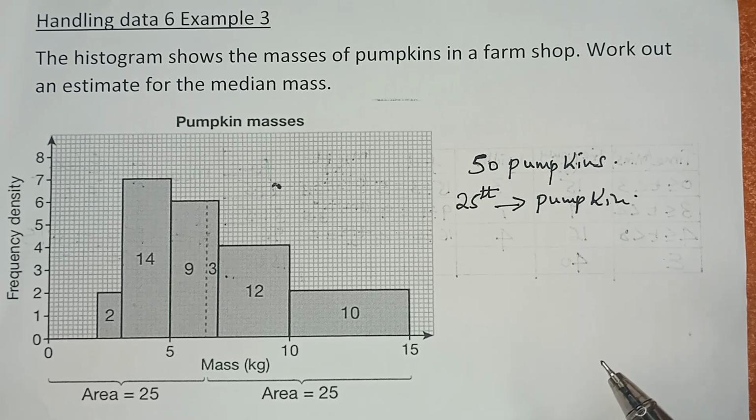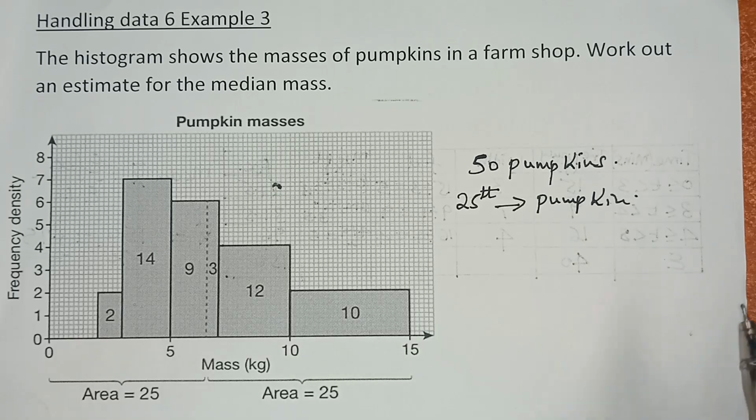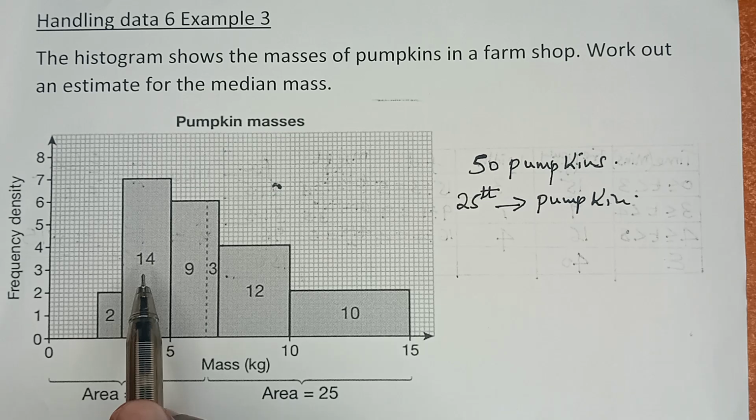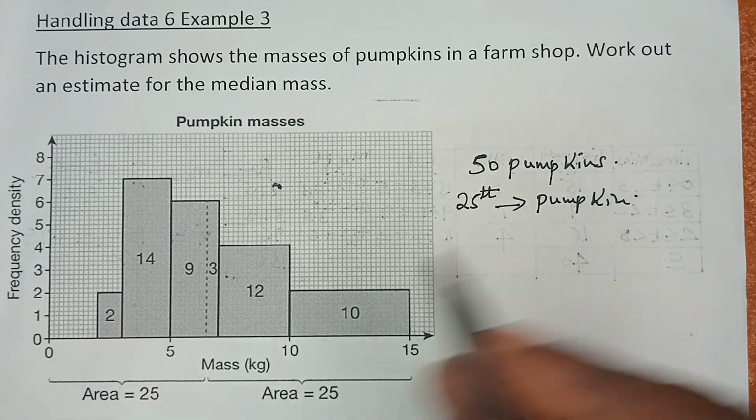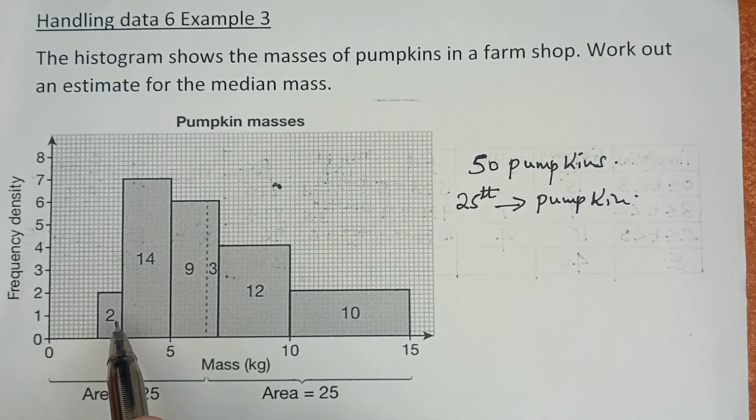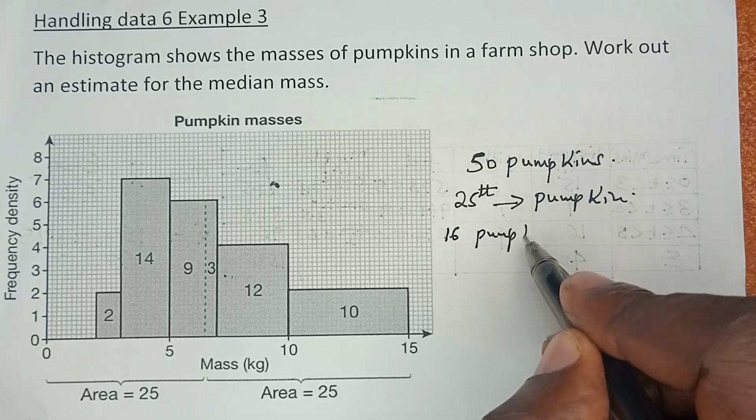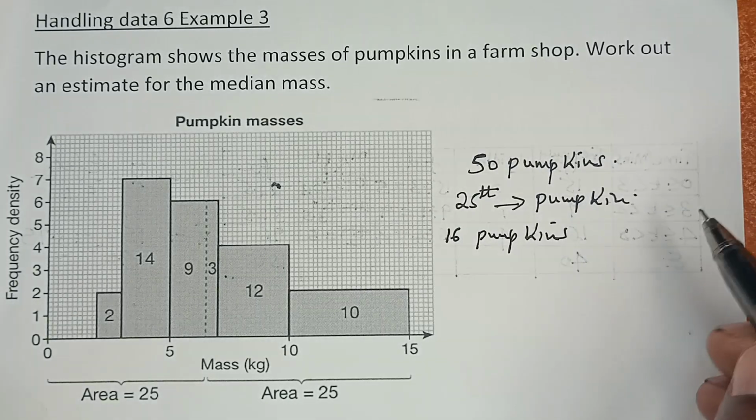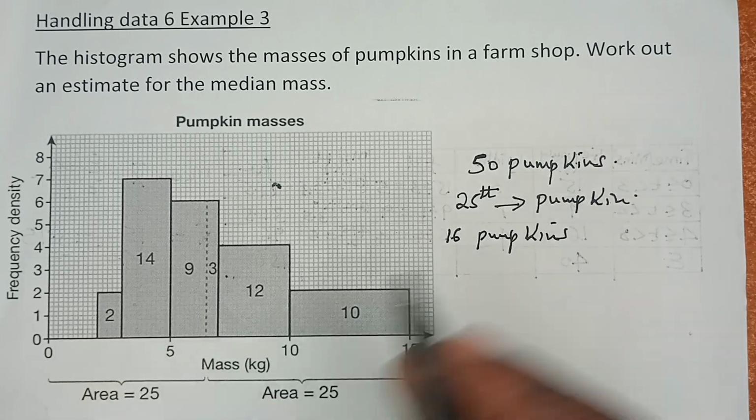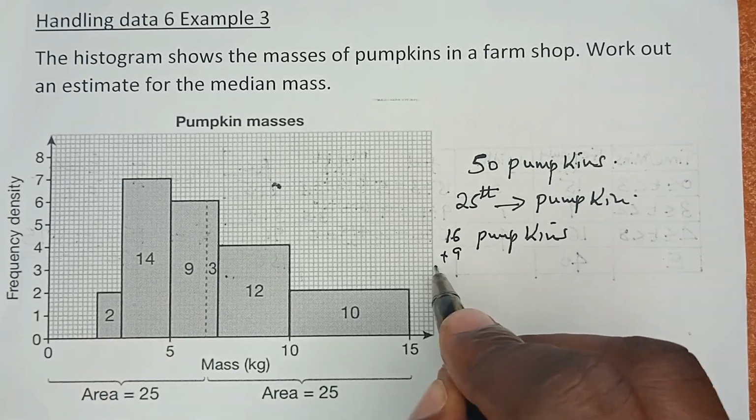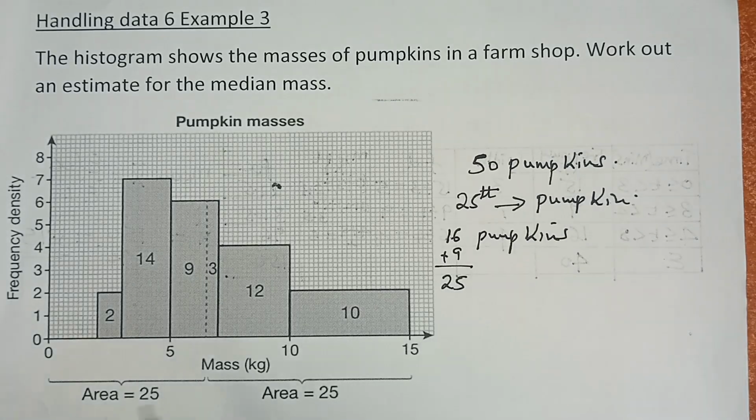The area being 25, now we have to look at the first bar, 2 plus 14, that is 16, and the first 2 bars will give us 16 pumpkins. So in the third bar, we need 9 more pumpkins to give us 25. And the whole bar is having 12.